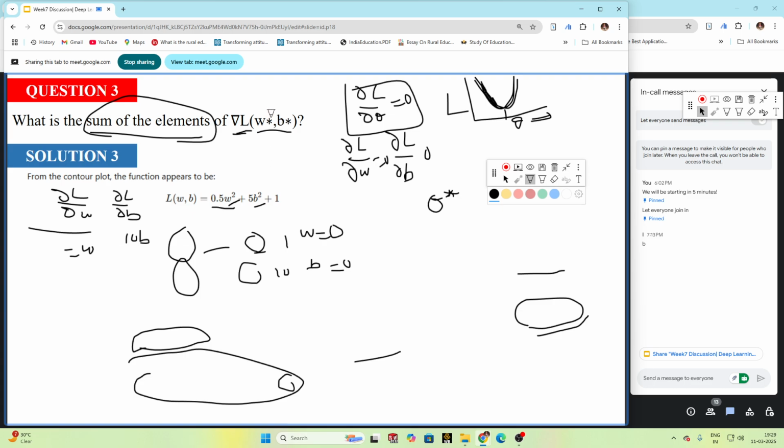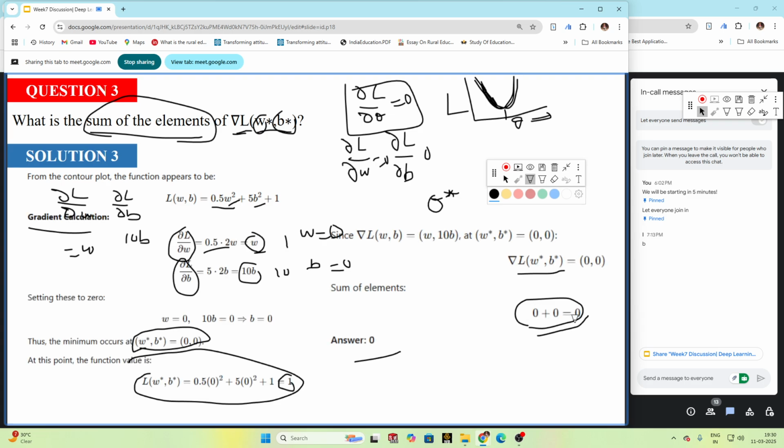Now to get W star and B star, you have to equate these to 0. The point you get is your W star and B star. So when you equate W to 0, that point is W star, so W star equals 0. Similarly, when you equate 10B to 0, you get B star, which again equals 0. Now simply take W star plus B star, and the answer will be 0. That is the answer to the question.